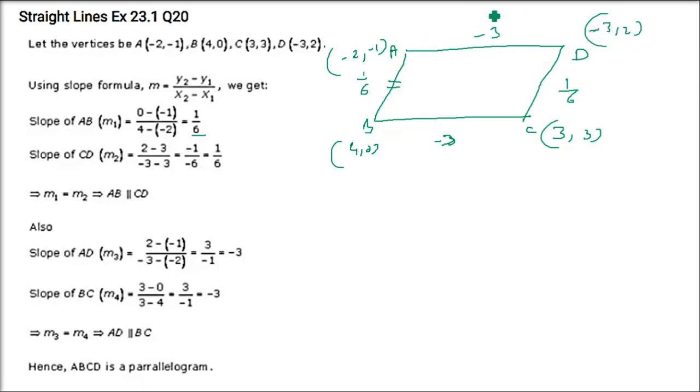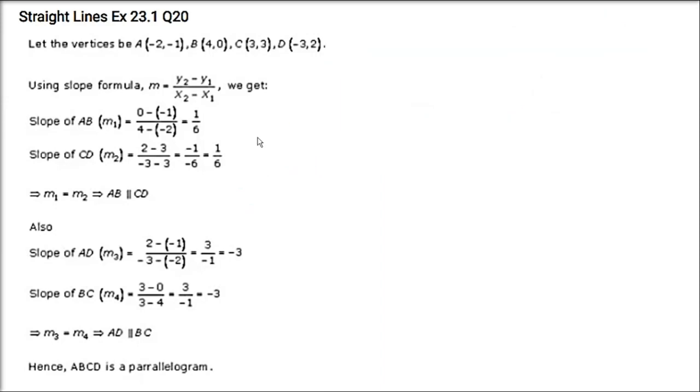So the solution I have given: the opposite sides have slopes equal. So these opposite sides are parallel. When the opposite sides are parallel, that means this is a parallelogram. So this is a parallelogram.